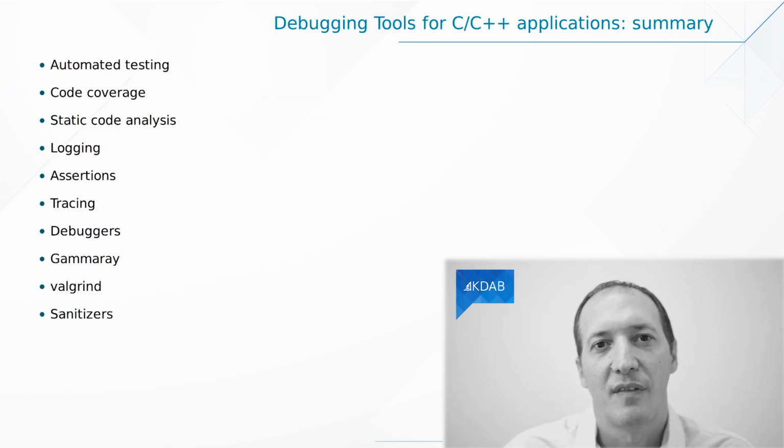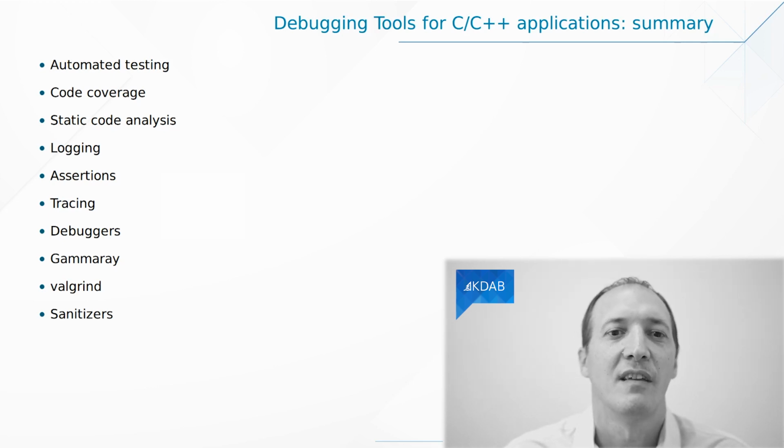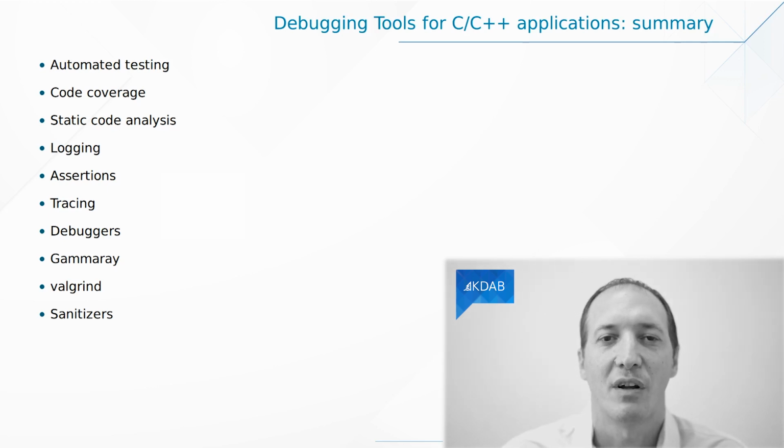So there we are. This was a summary of all of the debugging tools that are available for C and C++ applications. And if you want more details about any of these, we actually do full trainings on this so that you can learn more about actually using these tools, what they can do in practice, and do some exercises to get used to them.